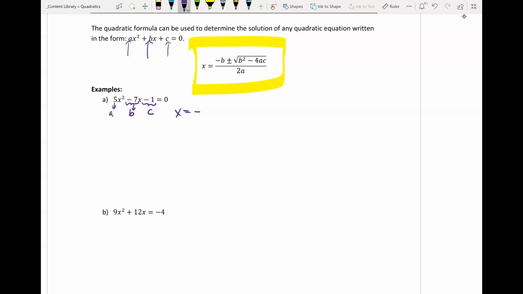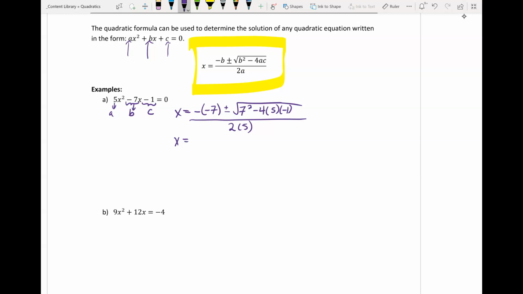This minus is coming from the minus in the formula, and then b is negative 7. So b is 7, and then we square it according to the formula. a is 5, c is negative 1. Then it's 2 times a, and a is 5. Okay, so that's how we set it up, and now we just need to simplify this.